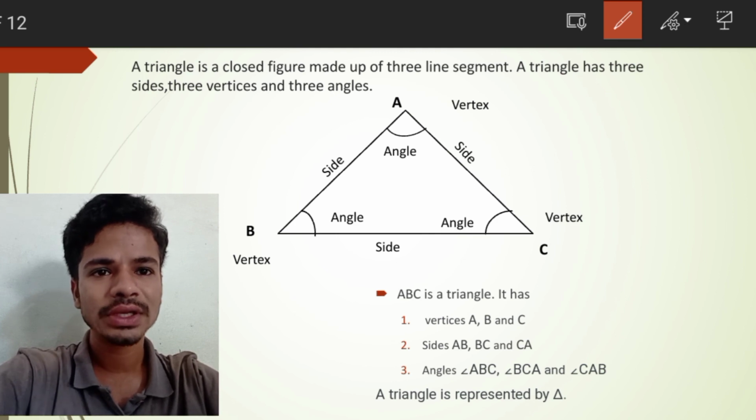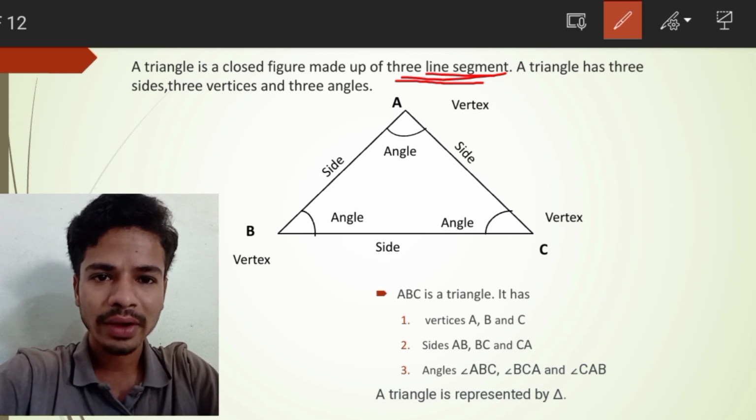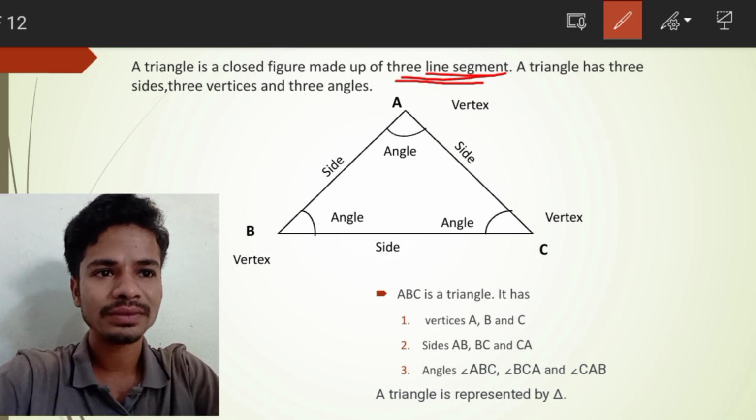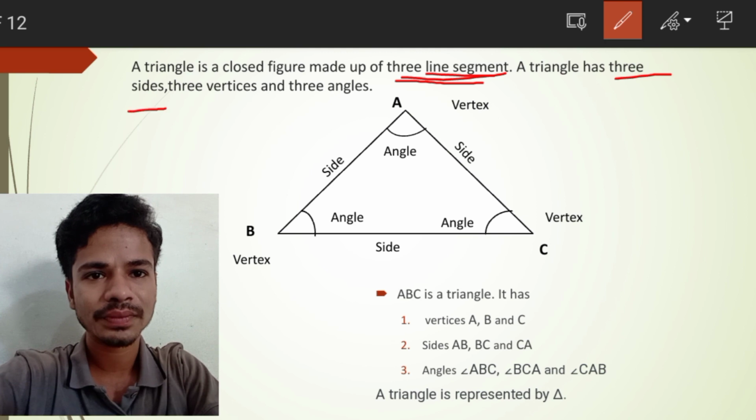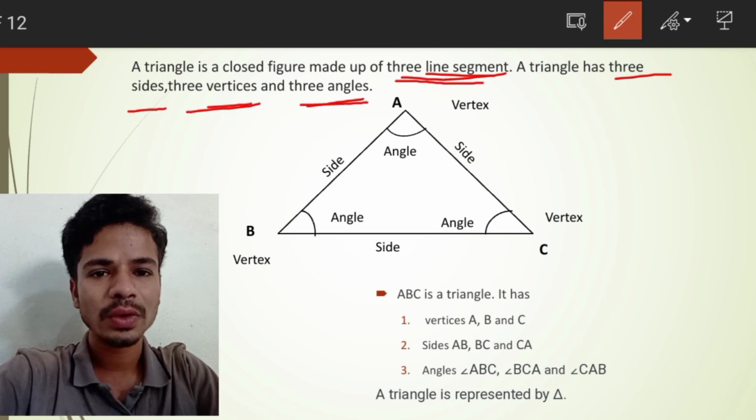A triangle is a closed figure made up of 3 line segments. A triangle is a closed figure made up of how many line segments? 3 line segments. And you also know that a triangle has 3 sides, 3 vertices and 3 angles. So here we discuss by an example.